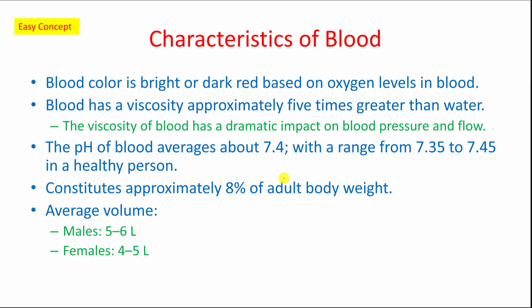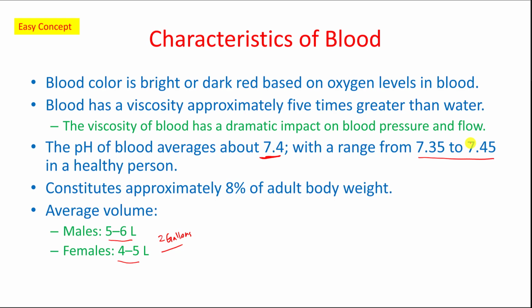For the blood, the human blood, we are talking about 5 to 6 liters of blood in males, 4 to 5 liters in females. So we are talking about like 2 gallons of blood between males and females. Blood is a little bit alkaline with pH of 7.4. This will fluctuate from 7.35 to 7.45. So that is around the pH of the blood.